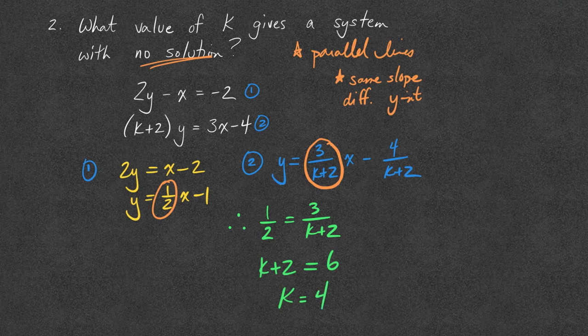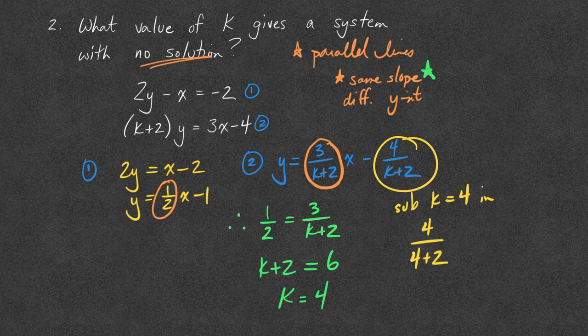Okay, we did the first part. Same slope. But now we need to confirm that we're going to get a different y-intercept. So I have to do a check. And now I'm going to sub that k value of 4 back into my y-intercept. So when I replace that, you can see I've replaced my k with a 4, and now I'm going to simplify. That's going to give me 4 over 6, and that reduces to 2/3.